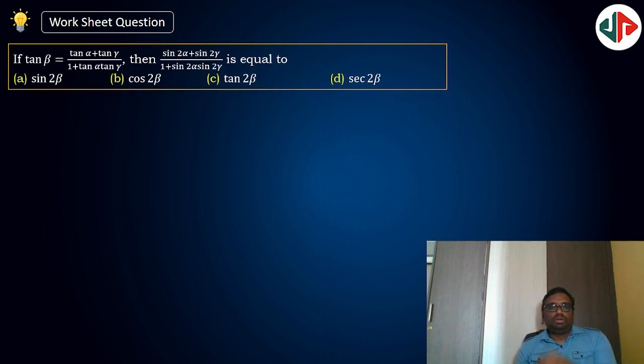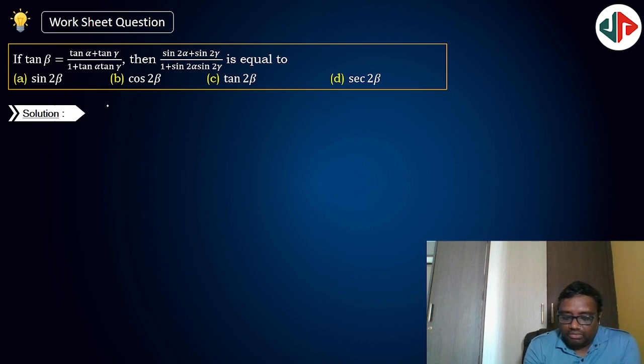If tan beta is equal to tan alpha plus tan gamma by 1 plus tan alpha into tan gamma, then sin 2 alpha plus sin 2 gamma by 1 plus sin 2 alpha into sin 2 gamma is equal to, this is a question. So how to rewrite this value first? Let us consider tan beta. Tan beta is equal to tan alpha plus tan gamma by 1 plus tan alpha into tan gamma.